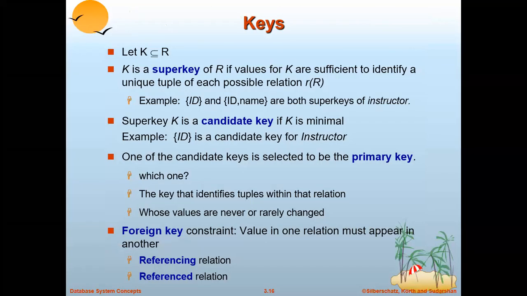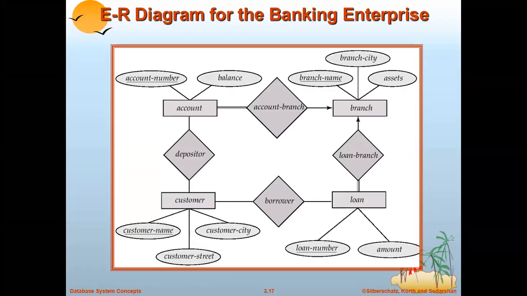We have seen last time the keys: super key, candidate key, primary key, and foreign key. Next, we'll see now one enterprise example where we represent an enterprise as an ER diagram model. So we'll see the ER diagram for an enterprise.